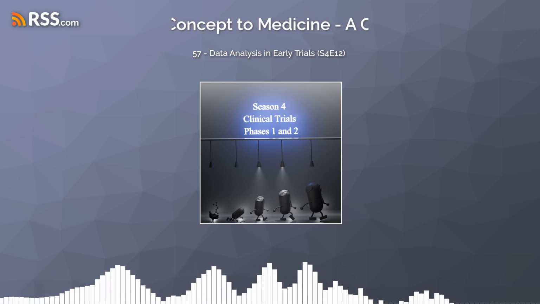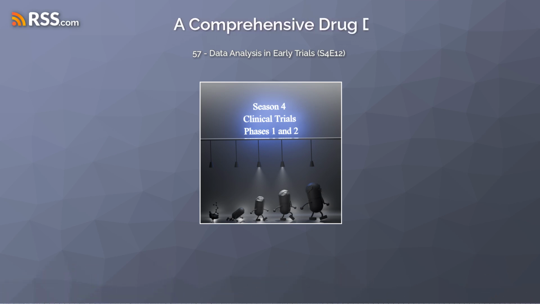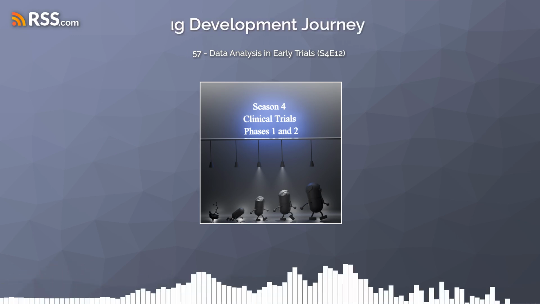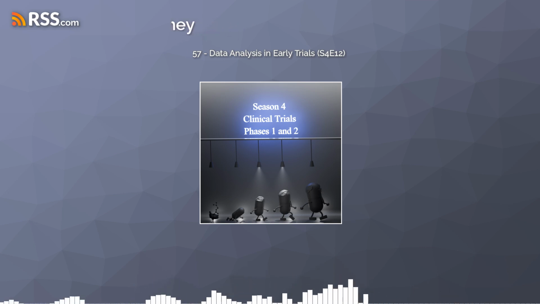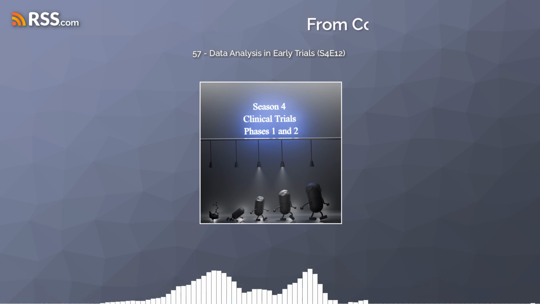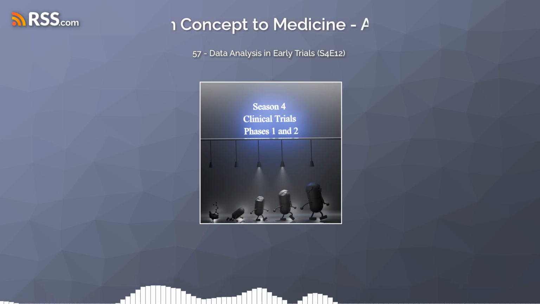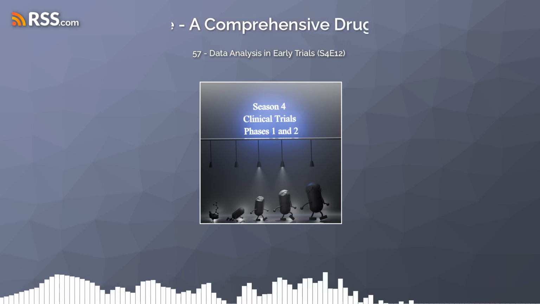So to kick things off, let's really break down what data analysis actually looks like in these initial phase 1 trials. What's the main aim? Yeah. What are we trying to achieve? Well, in phase 1, the data analysis is laser focused on safety and tolerability. We're talking about meticulously collecting information on any adverse events, any side effects the participants experience. Right. So we're watching very carefully for any potential red flags.